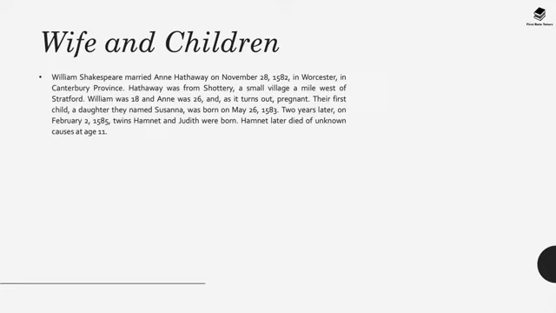Their first child, a daughter they named Susanna, was born on May 26, 1583. Two years later, on February 2, 1585, twins Hamnet and Judith were born. Hamnet later died of unknown causes at age 11.